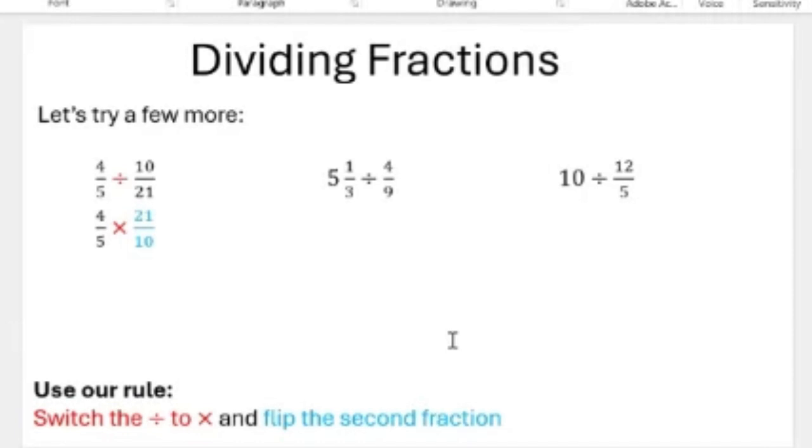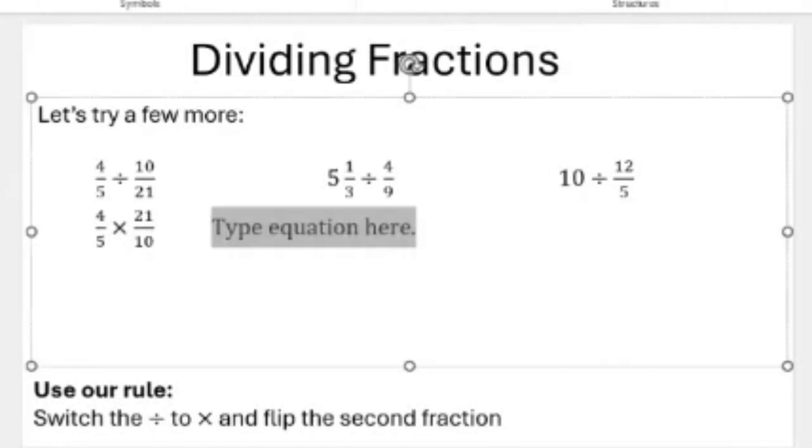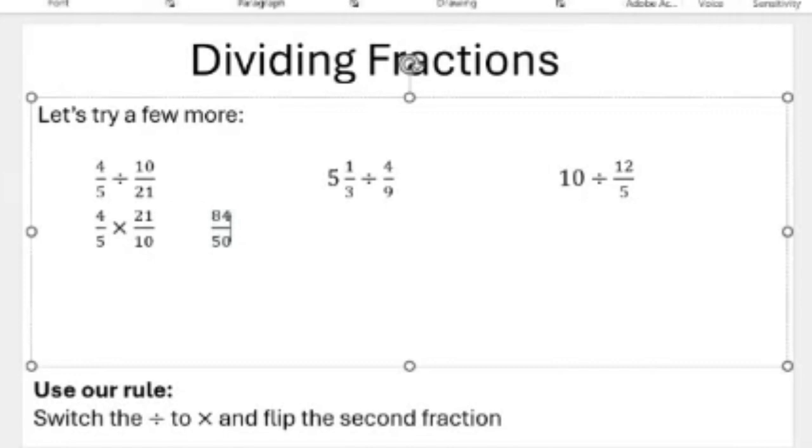And now that it's multiplication, now you could look for some canceling. You could just multiply. 4 times 21 is 84. 5 times 10 is 50. You could do that. Here, let's write that in. You could take that as your next step. That canceling is getting just a little bit, they're both even.